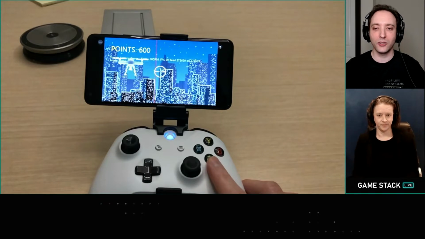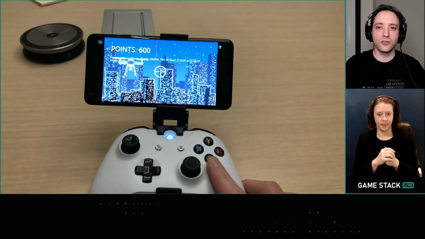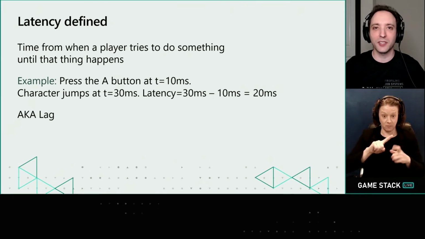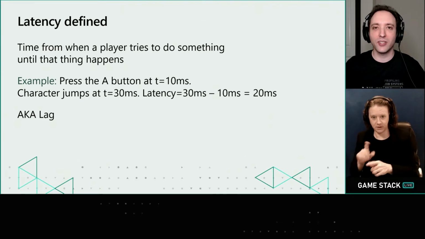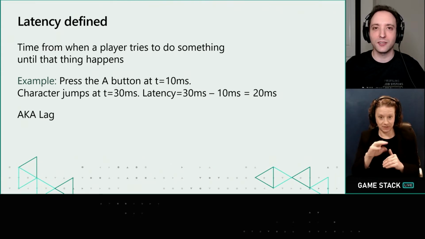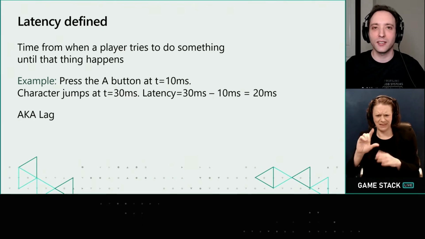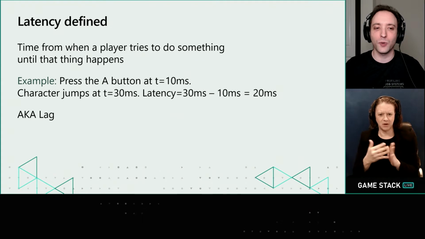Okay, so when I'm talking about latency in this talk, what I mean is the time from when a player tries to do something until that thing actually happens for them. So for example, if they press a button at t equals 10 milliseconds and they see their character jump at t equals 30 milliseconds, do the subtraction, and we get 20 milliseconds. You might also sometimes see latency referred to as lag, but I'm not going to use that term. It sometimes is used to refer to other things as well.